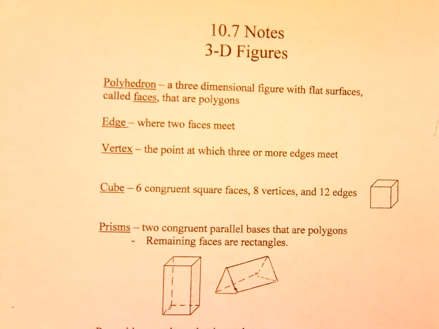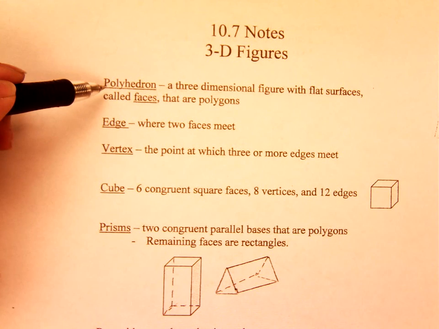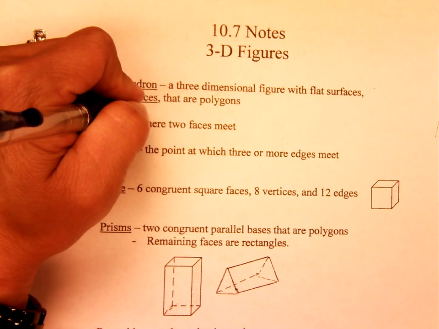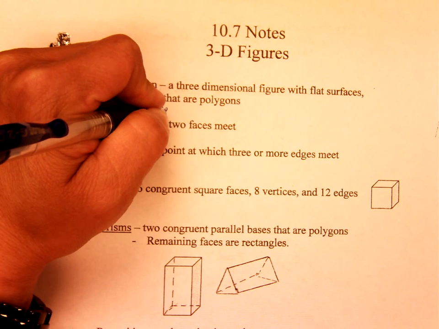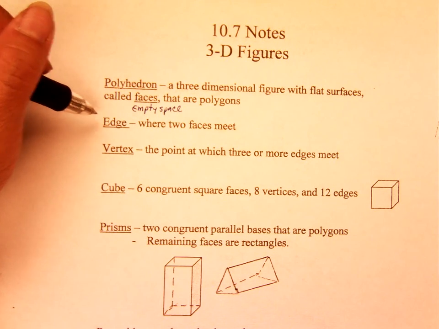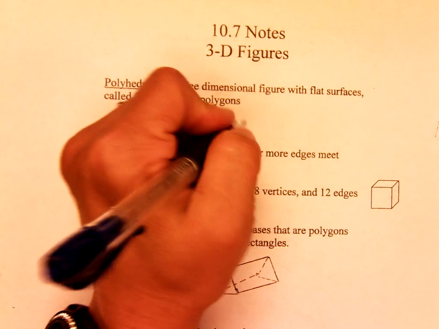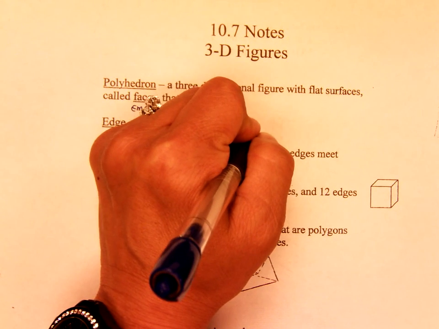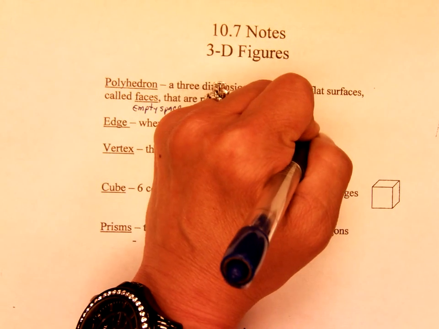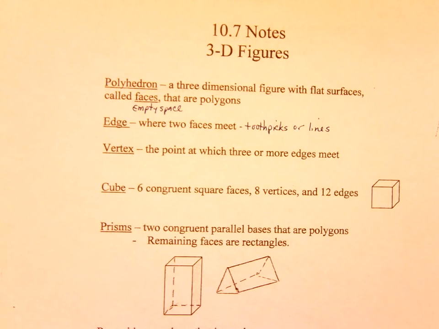Okay, so today's lesson is 10.7, Notes, 3D Figures. So a polyhedron is a three-dimensional figure with flat surfaces called faces that are polygons. So faces are your empty space, remember from Friday's lesson. Okay, edges, where two faces meet. Remember your edges were your toothpicks, or on the drawings it would be your lines.